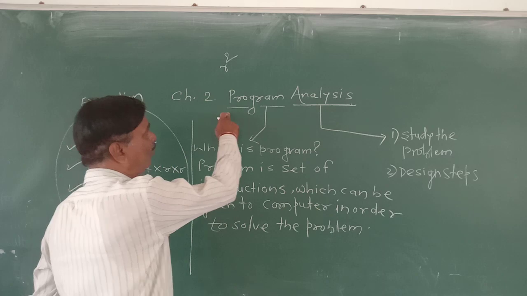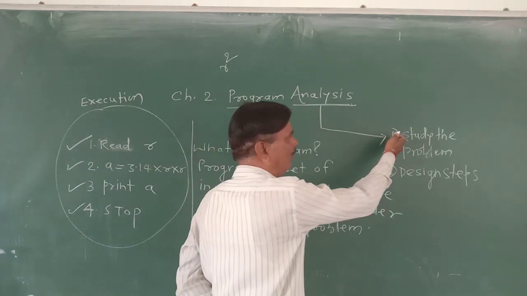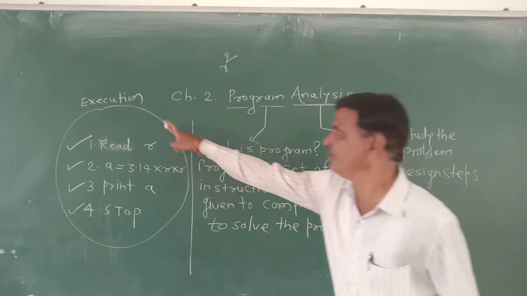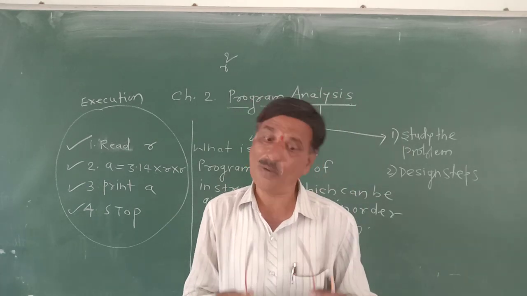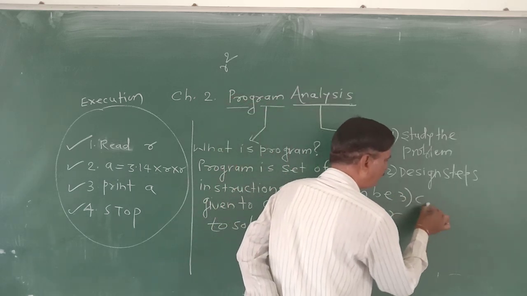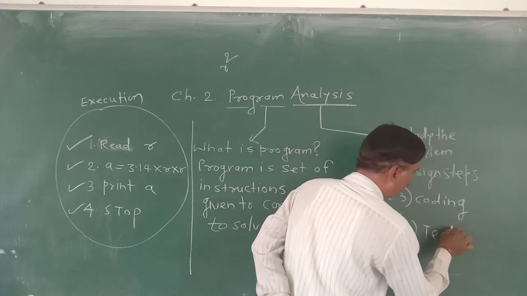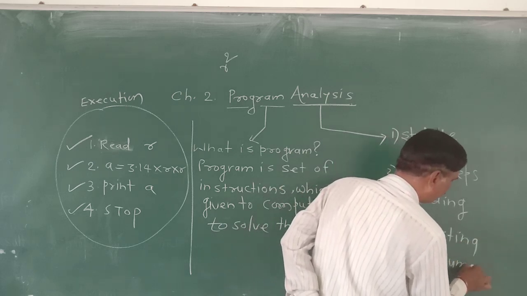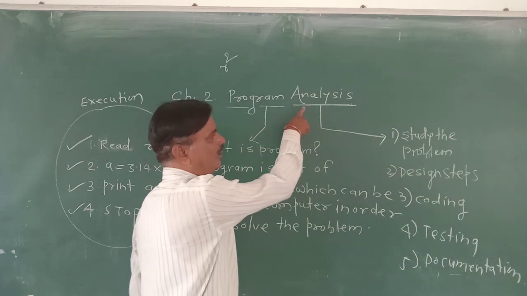So today we have seen program analysis. What is program? The set of instruction. First step, study the problem, understand the problem. Second step, design steps. So today I think you have got these two steps at least. Tomorrow we will see the remaining three steps. That is third, coding, fourth, testing, and fifth, documentation. So these are the 5 steps that is called analysis.